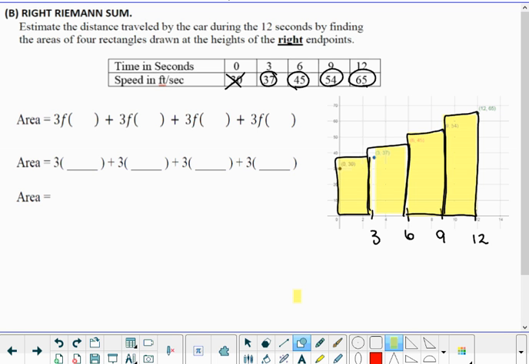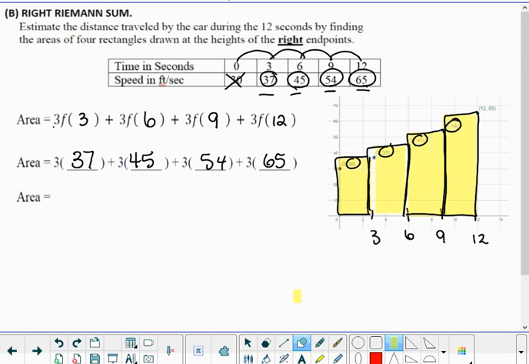Those are our 4 rectangles. Each have a width of 3, don't they? So we're going to take 3 times f evaluated. Here's our first subinterval. It's going to be evaluated at 3. We want to use the right-hand side. Then the next interval, we'll evaluate at 6. The next subinterval will evaluate at 9, and the last subinterval will evaluate at 12. Now let's bring in those heights: a 37, a 45, 54, 65. Either I was looking at the table to grab those heights, you also could have been looking at our example of the rectangles.